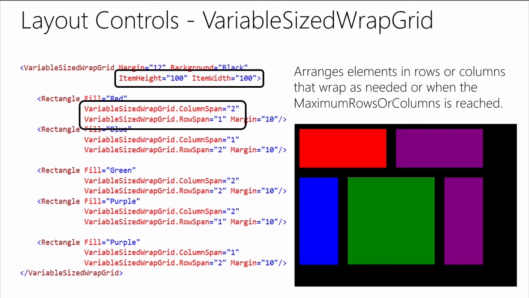The other key thing about this one is it'll wrap as needed by default, or you can specify the maximum number of rows or columns that you wish it to leverage. And the reason that attribute is somewhat confusingly named, it seems like it can't make up its mind, rows or columns, is that it depends upon the orientation that you're using for your wrap panel. Otherwise, they'd have to have a horizontal limit or vertical limit or something like that.